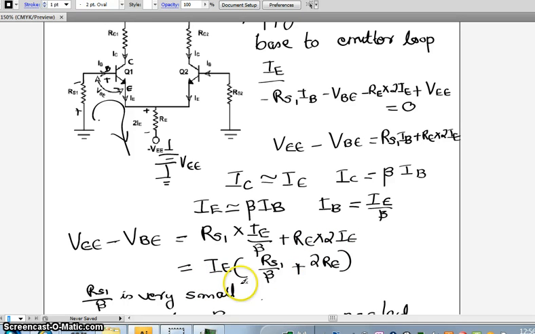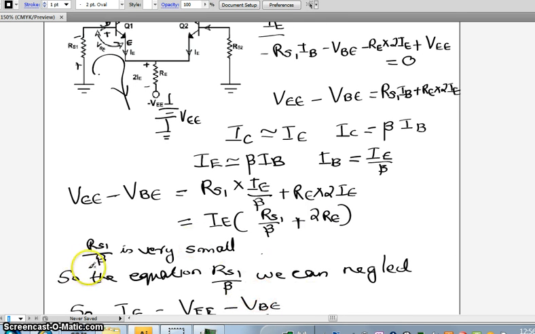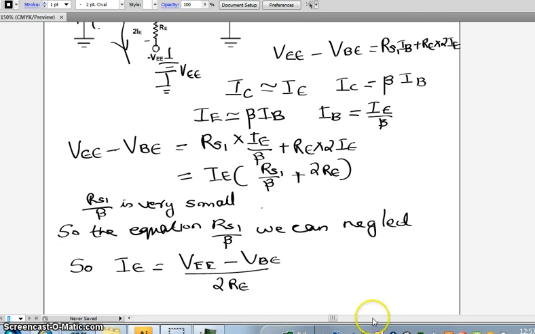Take out IE, so we will be getting IE into RS1 by beta plus 2 times RE. Now RS1 by beta is a very small value, since beta is high and RS1 is small, so I can neglect it. So I can write the equation for IE as IE is equal to VEE minus VB divided by 2RE only, where VB is almost equal to 0. This is the equation for IE.